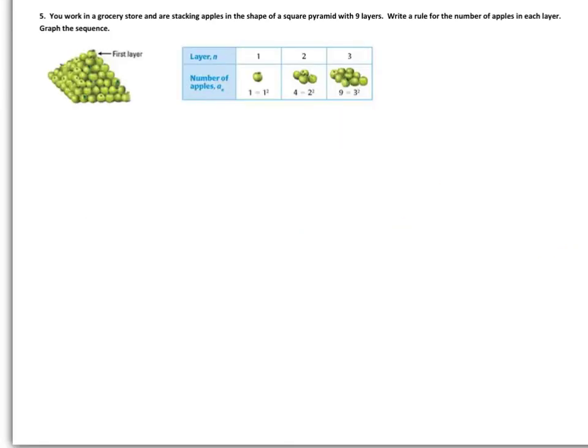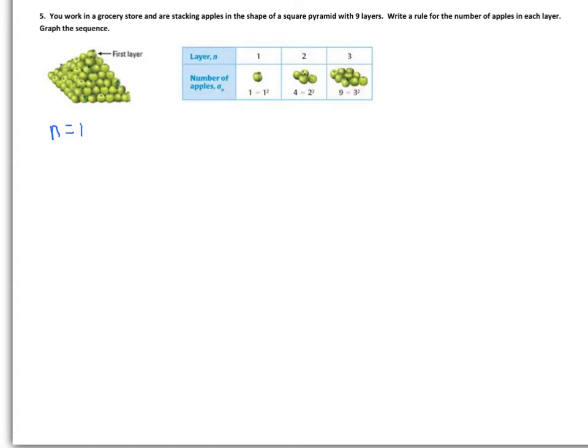All right. So you work in a grocery store and are stacking apples in the shape of a square pyramid with 9 layers. Write a rule for the number of apples in each layer. So again, think about it. See, it tells you the first 3 layers. When n was 1, we got 1. So when n is 1, you have 1 apple. When it's 2, you have 4.